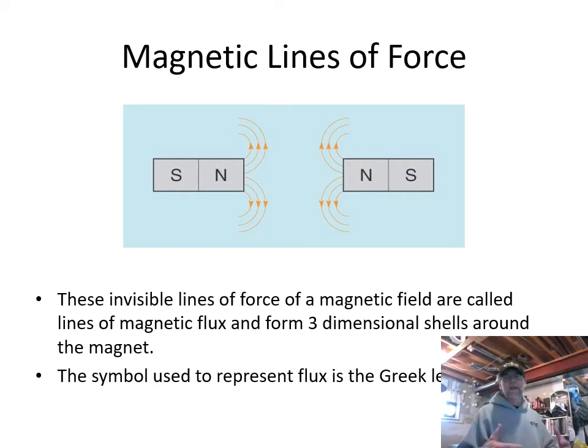Okay, so in order to talk about magnets, what we typically do is we look at these things called lines of force. They're invisible lines of force around a magnet. We call them lines of flux. My pictures are all 2-dimensional, but remember that this is 3-dimensional all the way around the magnet. So we talk about the lines of flux so that we can understand why magnets behave the way they do.